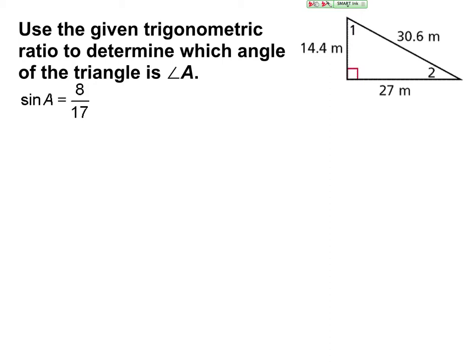What section is this? This one is 8.3. You figured out which one?